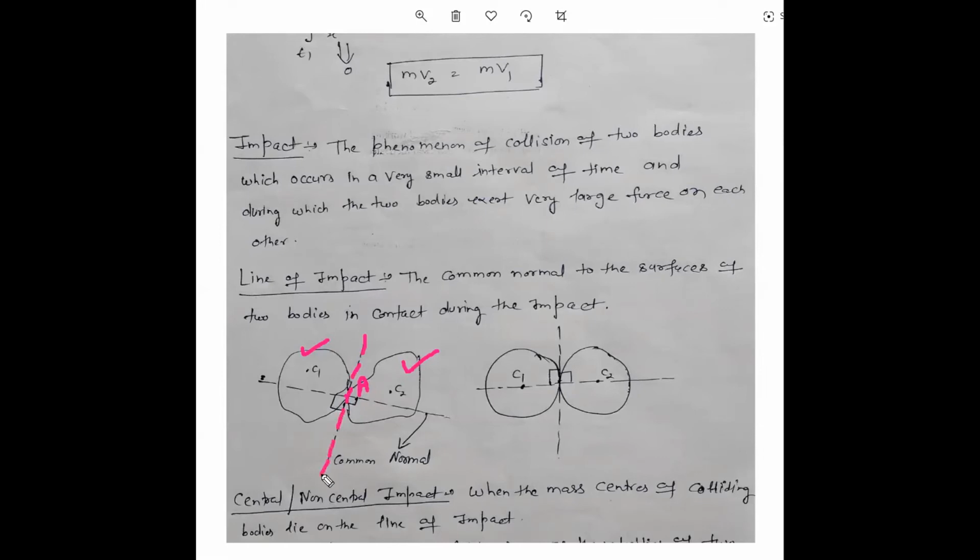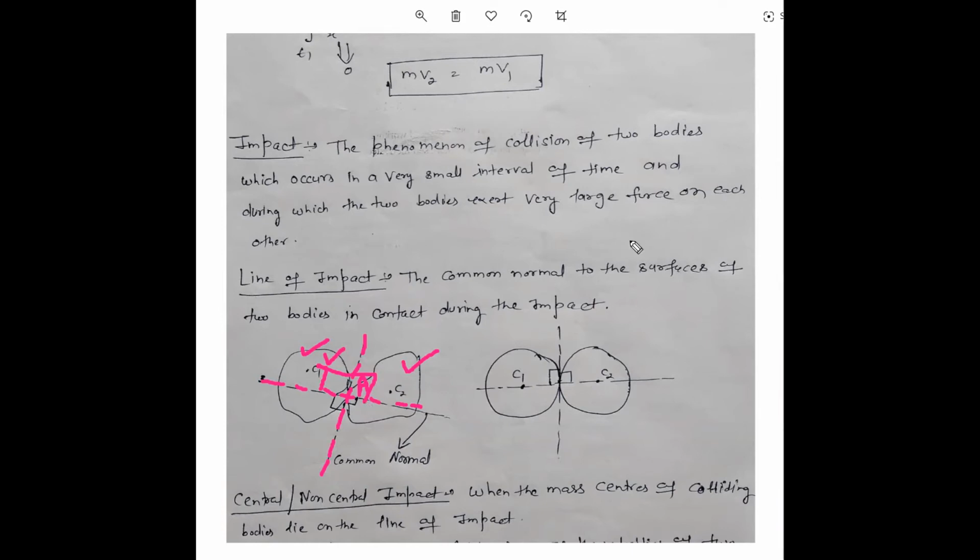Now we draw a normal at that point. अब हम क्या करेंगे, इस टेंजेंट के ऊपर एक कॉमन नॉर्मल ड्रॉ करेंगे. ठीक है, we draw a line that is normal to this tangent. ठीक है, if you check the angle between this tangent and this line, it is 90 degrees towards the body C1, and also 90 degrees towards the body C2. That is called a common normal to the surfaces of the two bodies in contact. Contact point के ऊपर हमने क्या कर लिया, दोनों bodies के ऊपर एक common normal draw कर लिया. So that common normal is known as the line of impact.